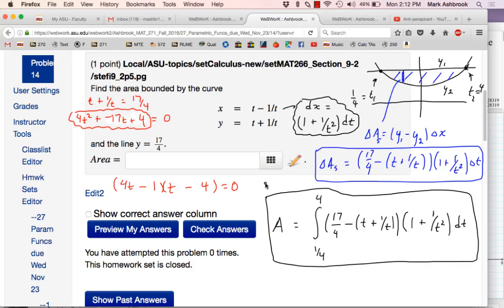I think it's colder in here than it is outside. Is that right? That's crazy.